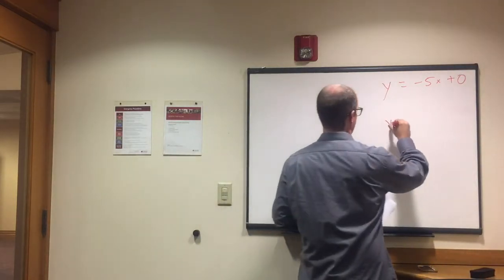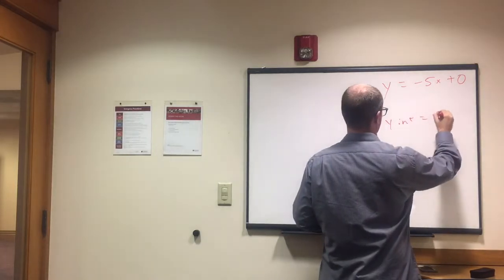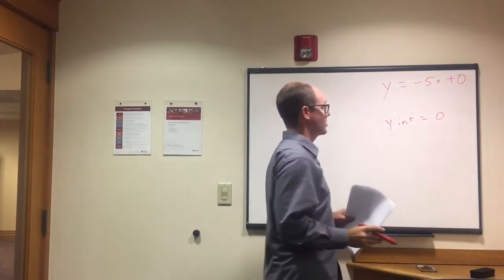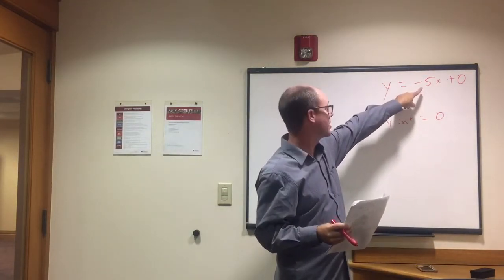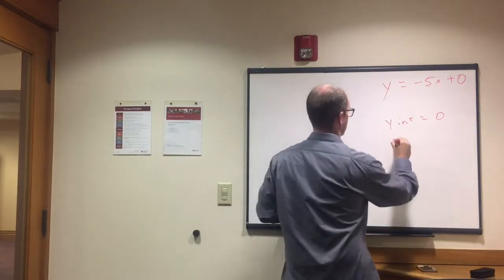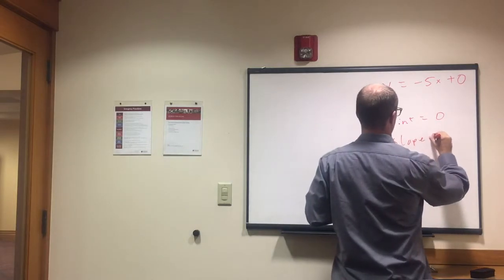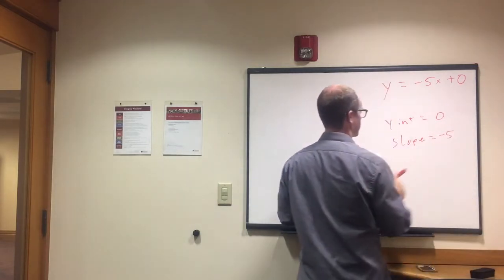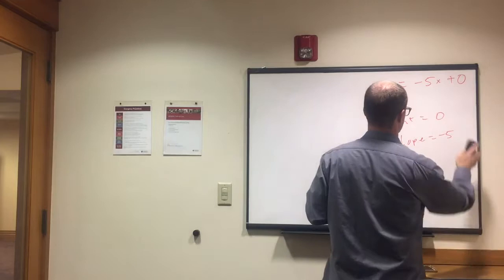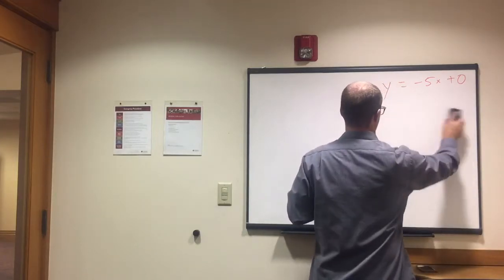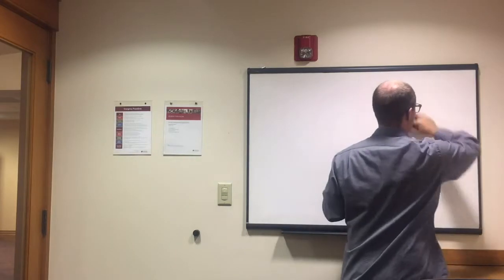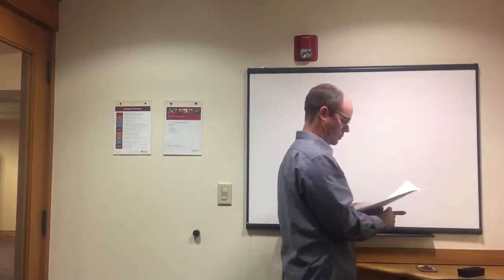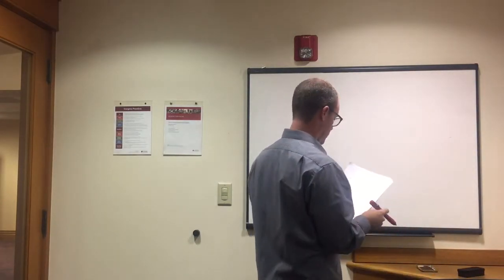Okay, so now we know y-intercept is 0. What's the slope? Right, it's that number right before the x, right? Negative 5. Slope, negative 5. Okay. Not too hard. Some of you will get thrown by that y-intercept when they don't see it. That just means it's 0. Okay, probably the hardest one.